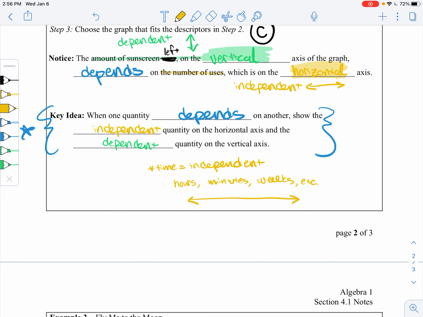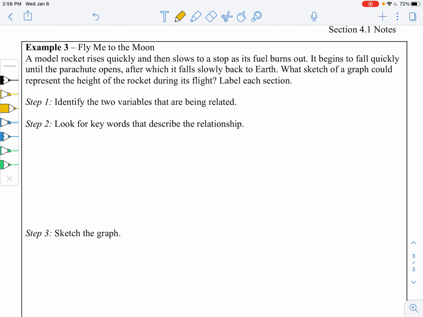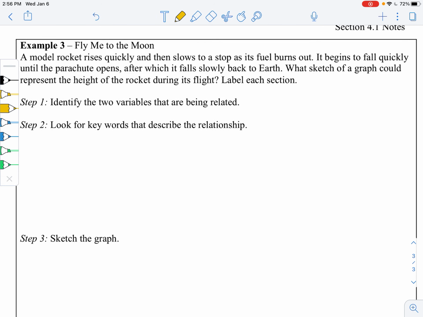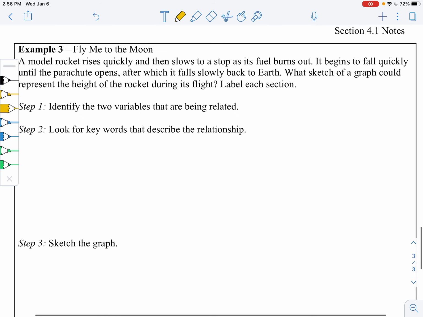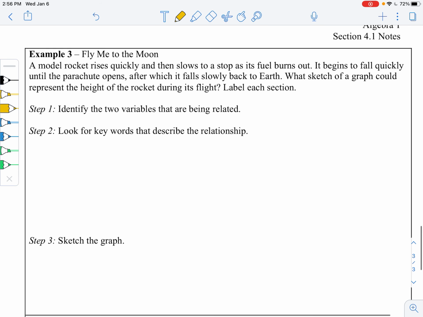Okay, one more and then we'll be good. So, this is a true story. My nieces and nephew got a stomp rocket for Christmas, and they've been playing with it, and it's very fun. I'll have to show you guys pictures or something, because it's really cute.